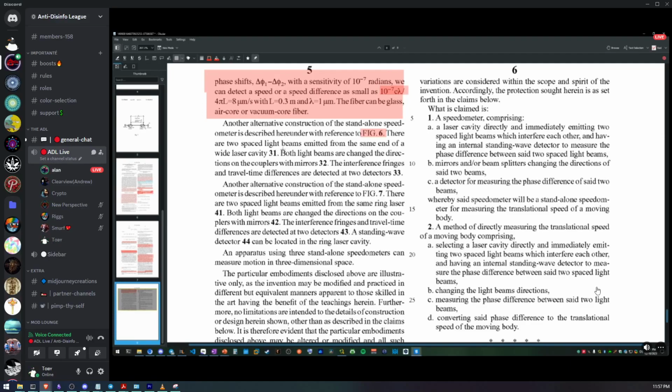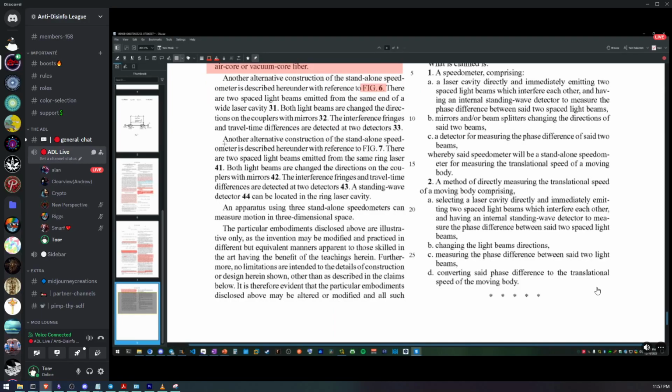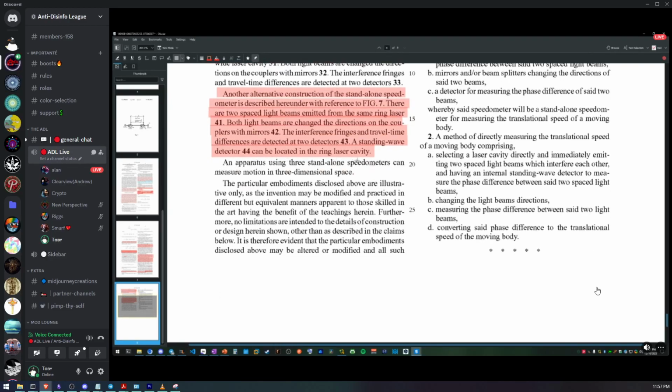Both light beams are changing the direction at the coupler mirrors. The interference fringes time differences are located at detectors. Another alternative construction of the standalone speedometer is described hereunder with reference to Figure 7. There are two spaced light beams emitted from the same ring laser. Both light beams change direction on the couplers with mirrors. The interference fringes and travel time differences are detected at two detectors. A standing wave detector can be located in the ring laser cavity. An apparatus using 3 standalone speedometers can measure motion in 3-dimensional space.